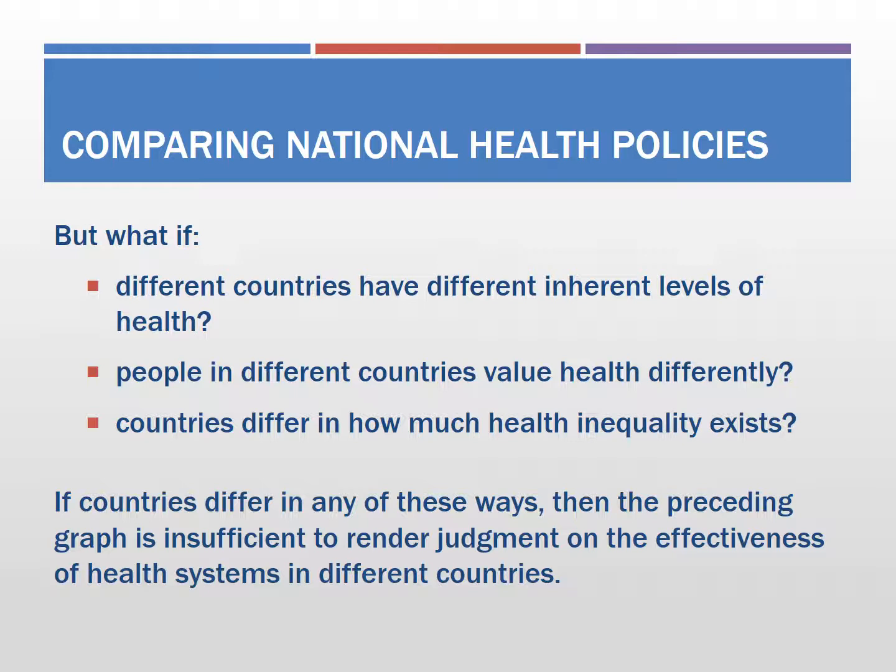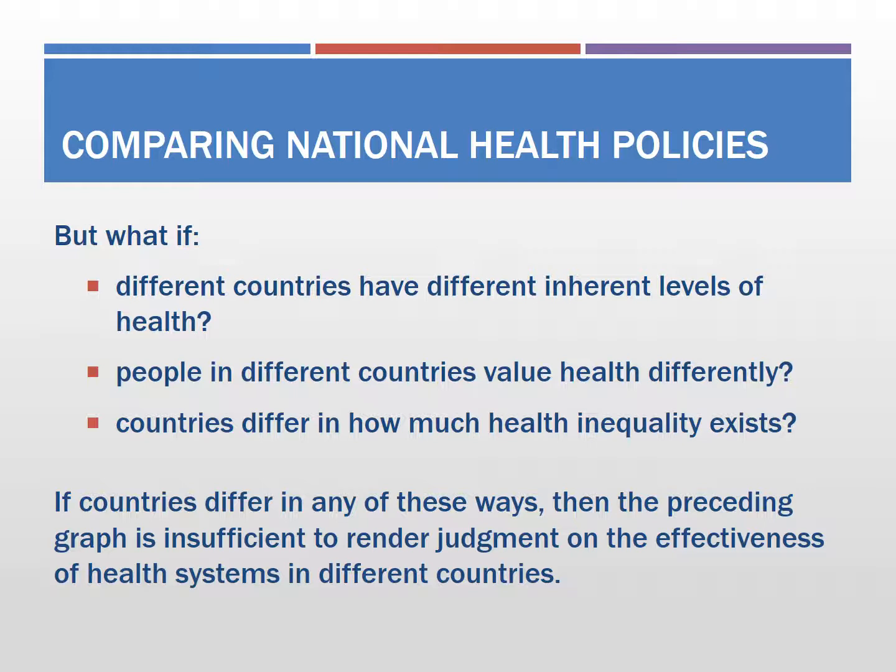What's more important is, what if different countries have a different inherent level of health? Or what if the people living in different countries value health differently, so they choose different health levels? Also, what if countries differ in how much health inequality exists? If countries are diverse in any of these ways, then comparing the performance of each country in the previous graph will be a misjudgment of the country's performance.